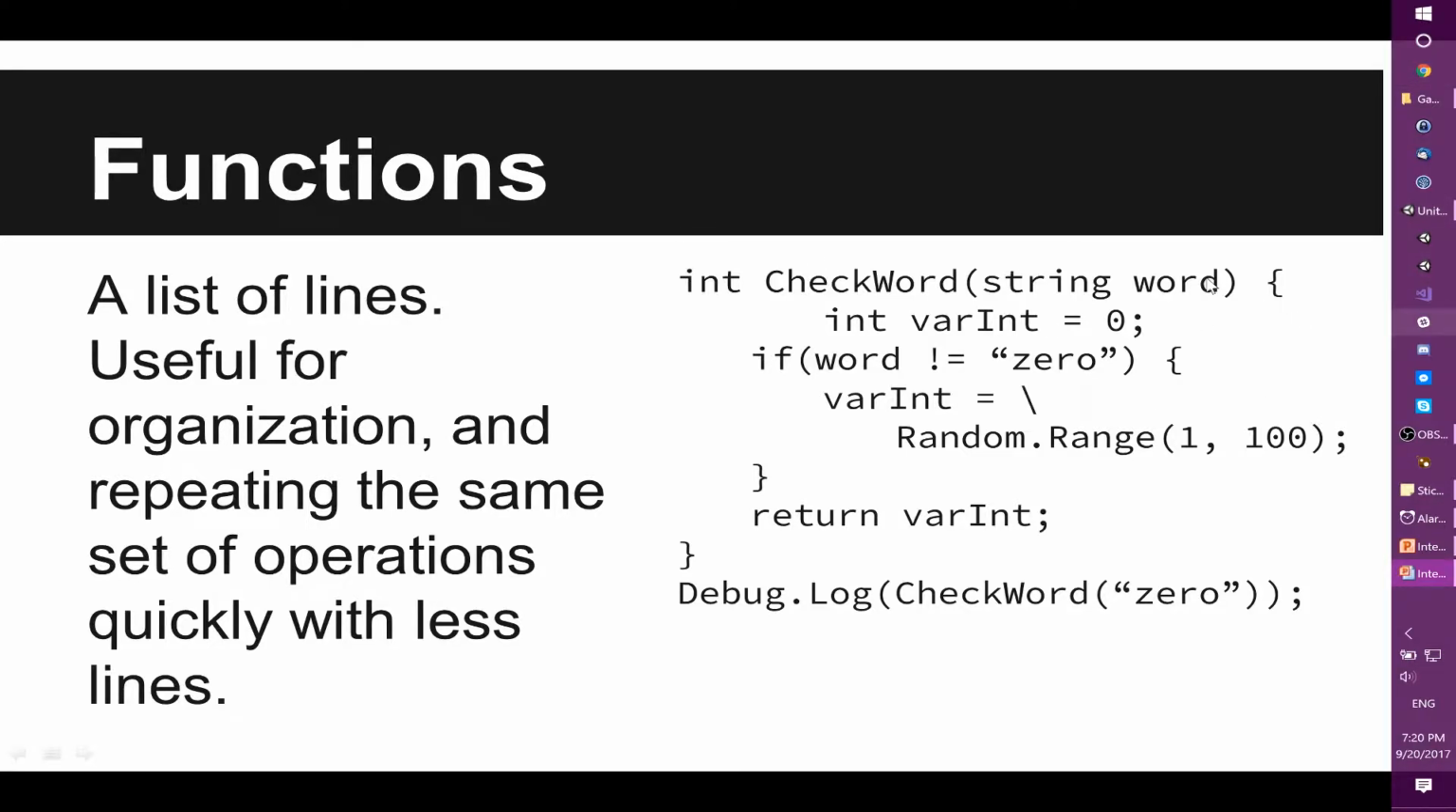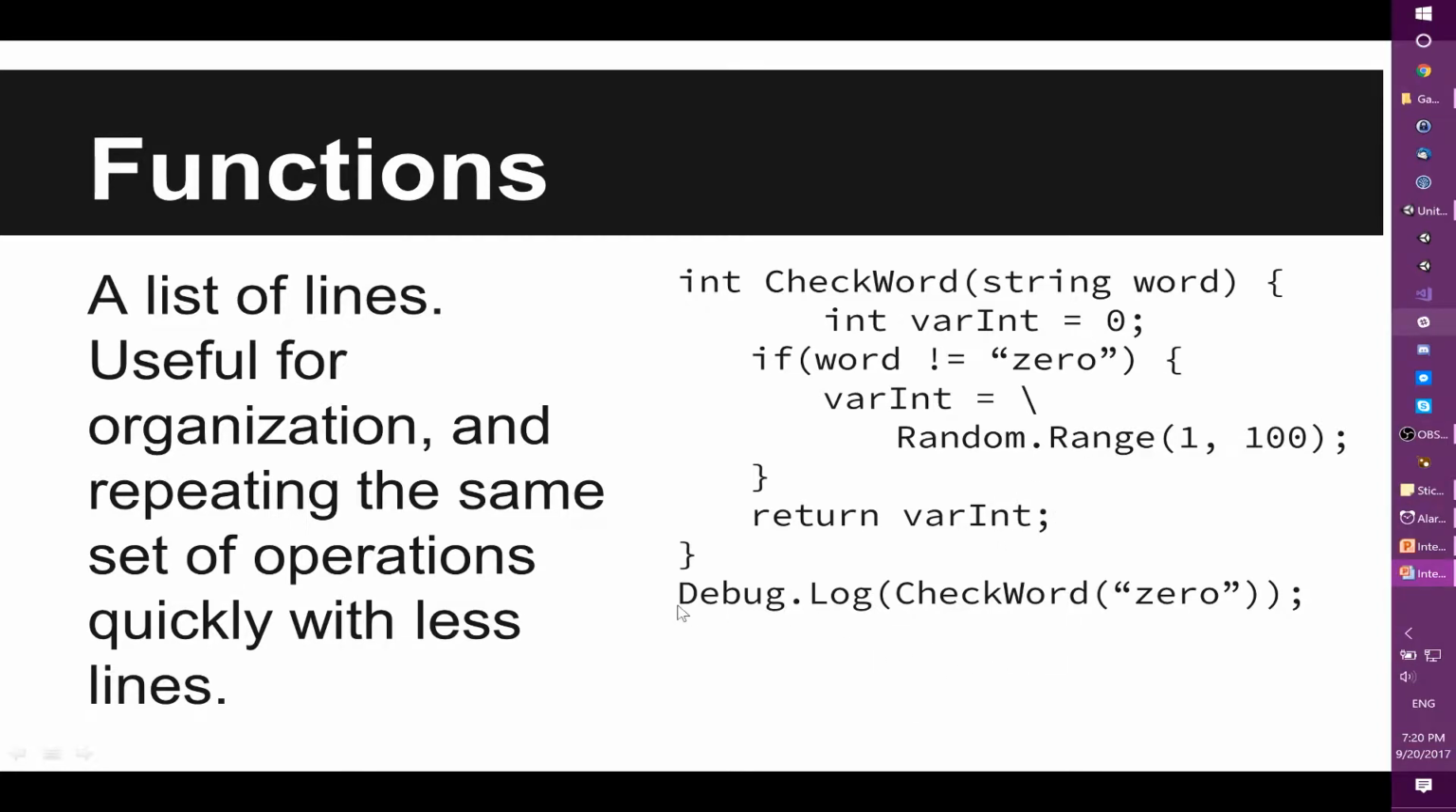Check word takes in a parameter called word and returns an integer value. Then it has these couple of lines right here. It's also returning an integer variable, because the return type right here requires it to return some sort of integer. But anyways, it's going to go through here. It's checking to see what the word is. If it's not 0, then it chooses a random integer. Otherwise, if it is 0, then it sets var to 0 and returns that.